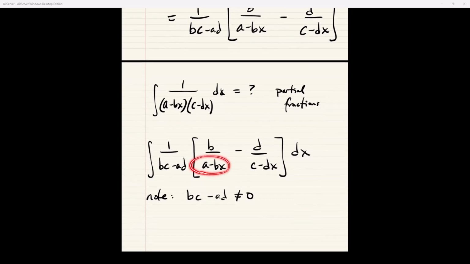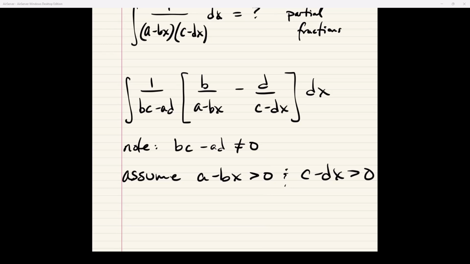this expression here and here, from the physical nature of the problem, from the context in which this is being set up, we can assume that A minus Bx is bigger than 0 and C minus Dx is bigger than 0. And that helps a little bit in the next step as I do some algebra here. When I use the natural log function, the arguments of that natural log are not going to be 0 or negative, right? I'm assuming that each of these is greater than 0.